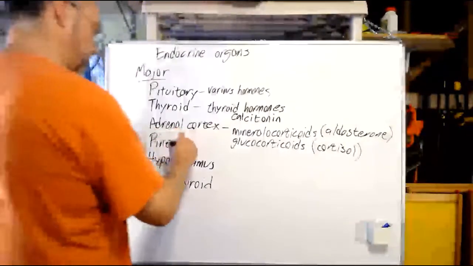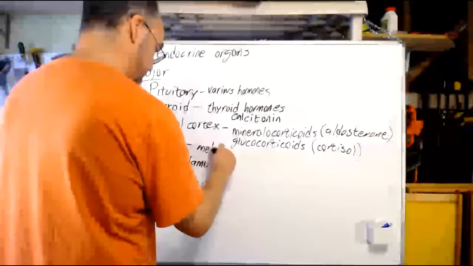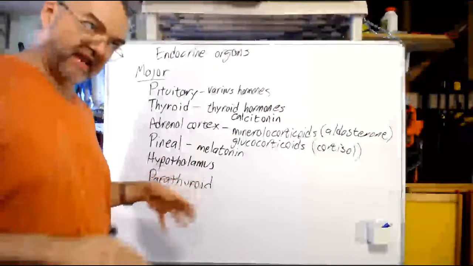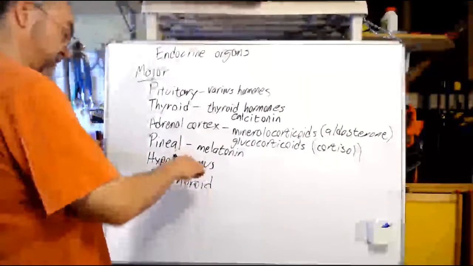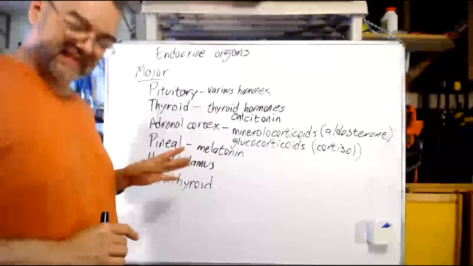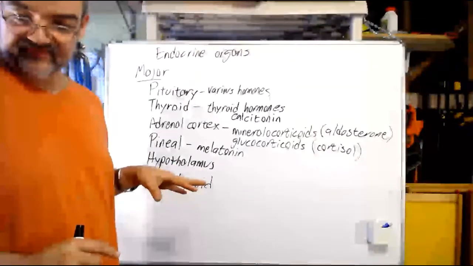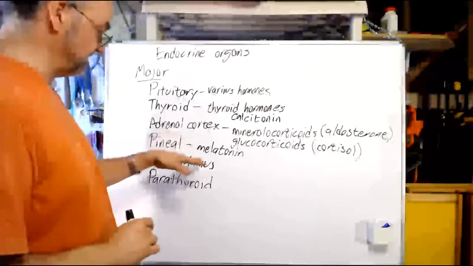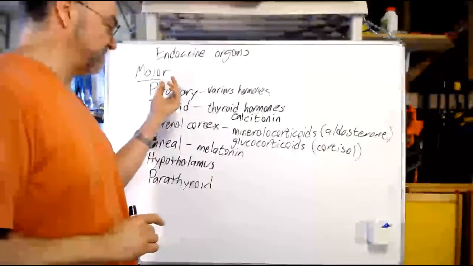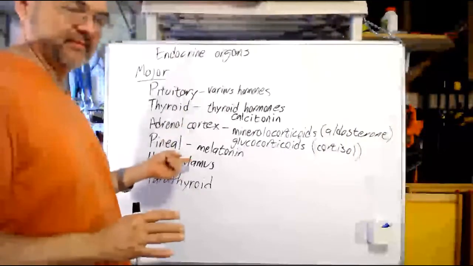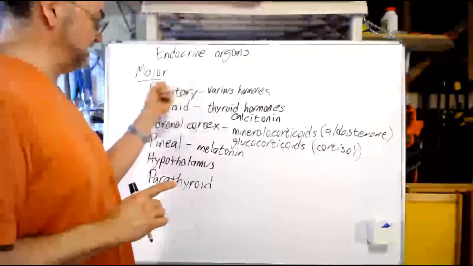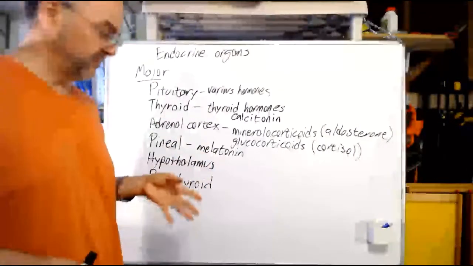The pineal gland secretes melatonin, which has a role in regulating circadian rhythm and some other stuff. The hypothalamus secretes some important things that gets kind of subtle. The hypothalamus actually plays a major role in controlling the pituitary. So when we talk about the pituitary being the master gland, really the hypothalamus is a master gland in that it controls the pituitary largely. So it secretes hormones that influence the pituitary as well as other hormones in the body.